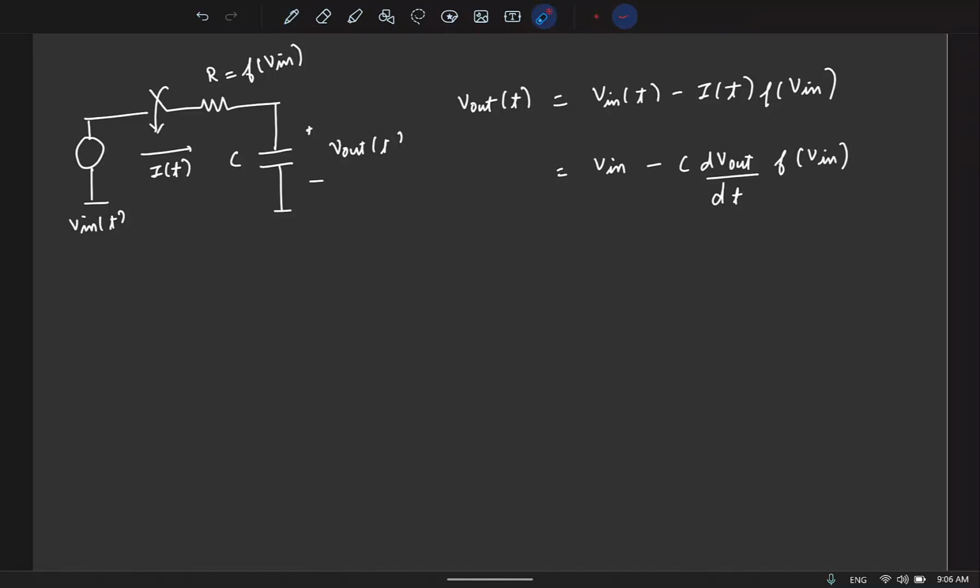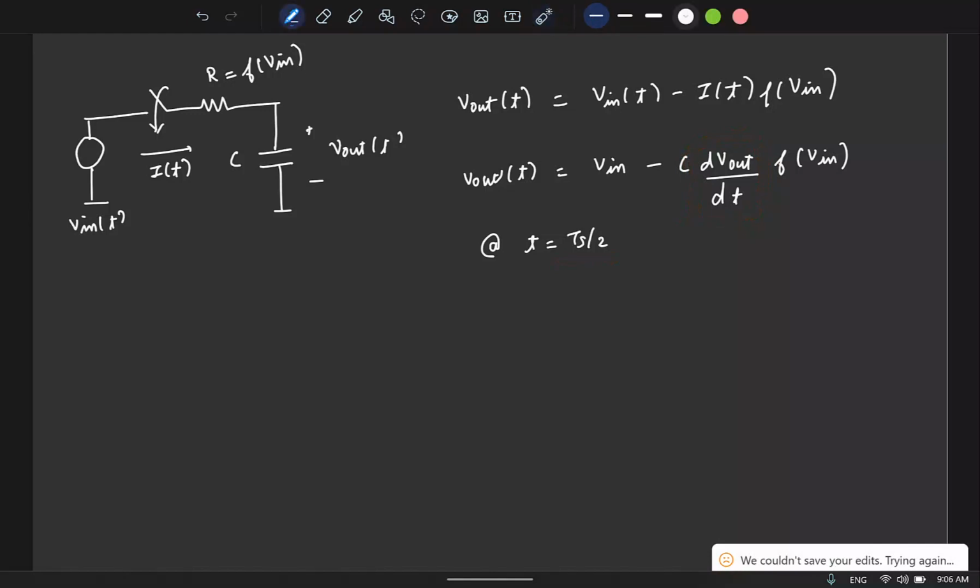So basically now you see that this nonlinear portion multiplies with this term and generates a nonlinearity, and we are only interested in V out of t. We are only interested in the sample, so we put t as Ts by 2, right? So this nonlinear function multiplies with the slope of the output voltage at the end of the sampling phase, and that's how the nonlinearity manifests.